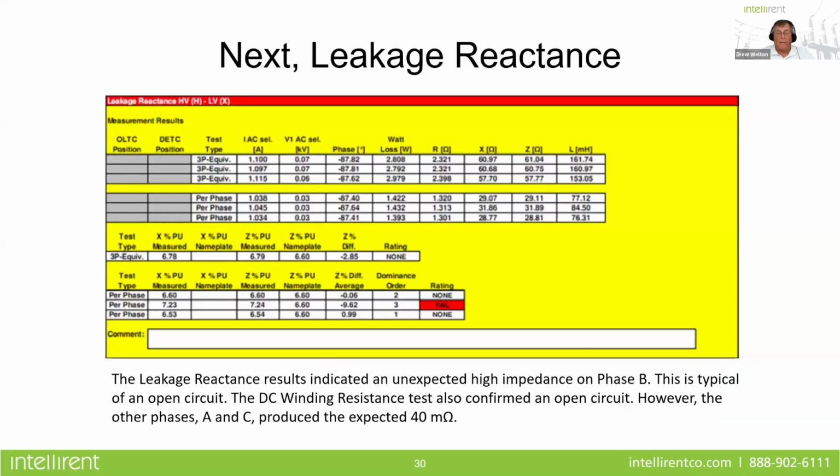So when we did the leakage reactance, and this is why it's important to do both three-phase equivalent and per phase, you'll notice here that on our three-phase equivalent, it's within that 3%. The delta is only 2.85. But when we look at the per phase, we clearly see we've got an issue on phase B. And this is typical of an open circuit. Your DC winding resistance test also confirmed an open circuit. However, phase A and C produce the expected 40 milliohms. So we know where it's located.